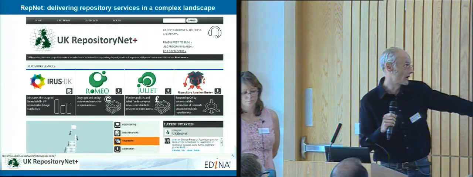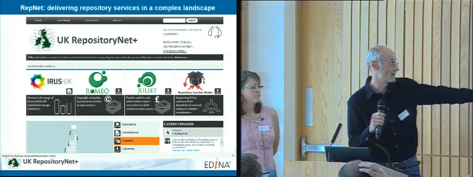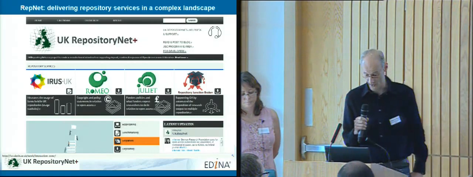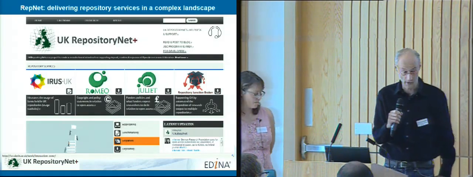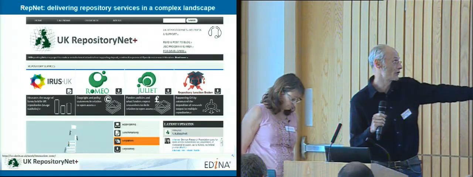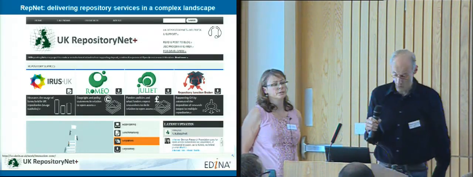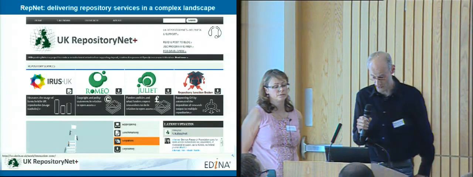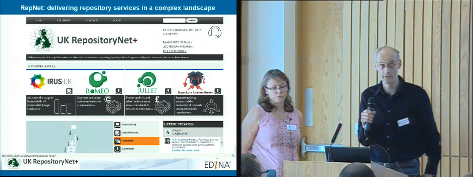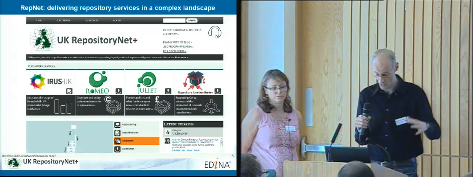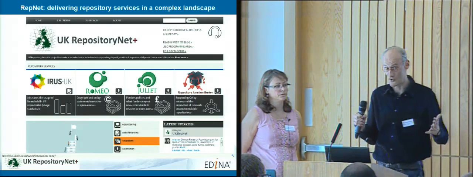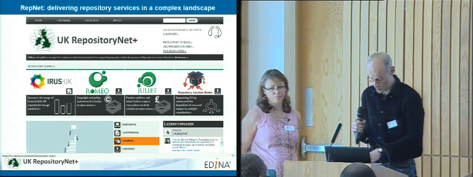On the lower side of the slide we have the different strands that the RepNet is covering in terms of repository services, including aggregation, benchmarking, repository registries, deposit, metadata enhancement, and continuity of access or preservation. So it's a wide range of services the project has been working on.